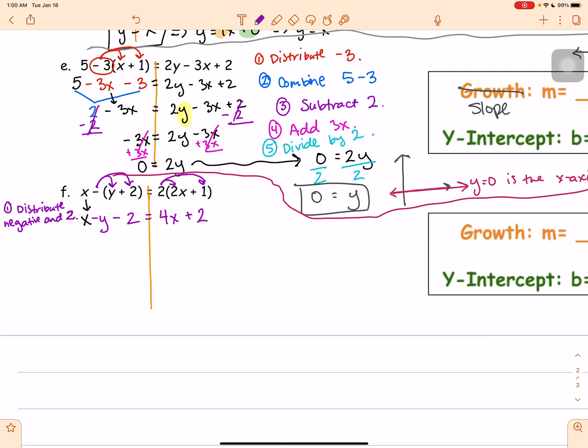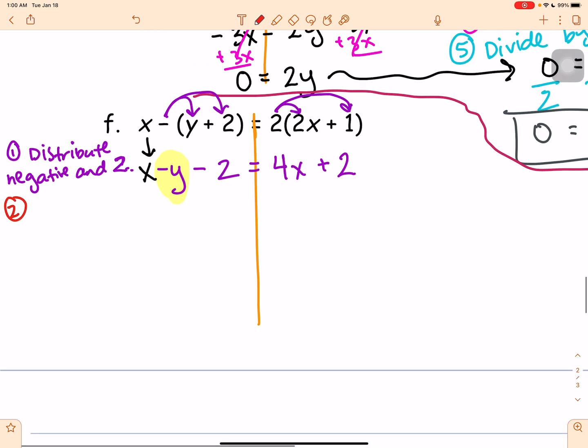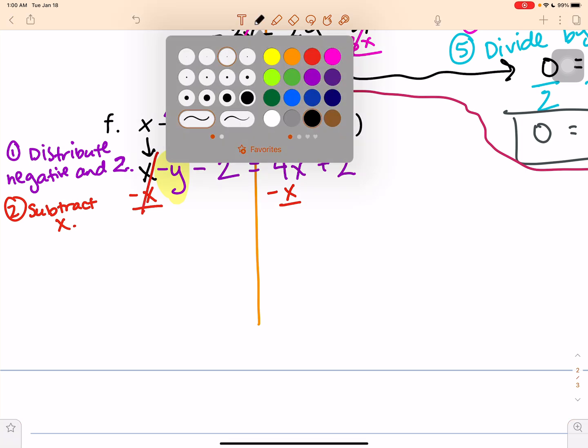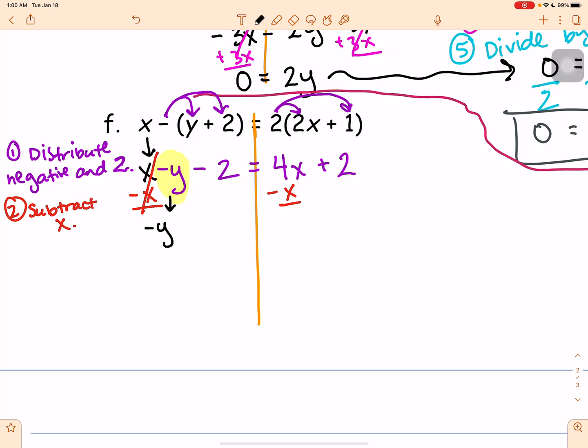Okay. Now I'm going to identify where the y is, and it's right here, and it is a negative y, so I'll have to deal with that negative later. So now my second step, I want to move this x out of the way. So subtract x. So right here, this x, I want to move that x away. So I have to subtract it from both sides because it is a positive over here. So then that leaves me with negative y minus 2. 4x minus x is 3x. Bring down this 2.